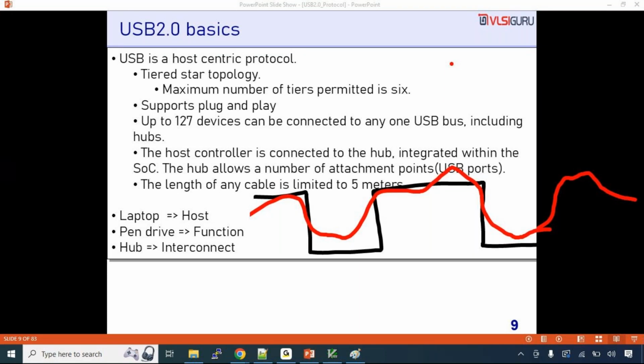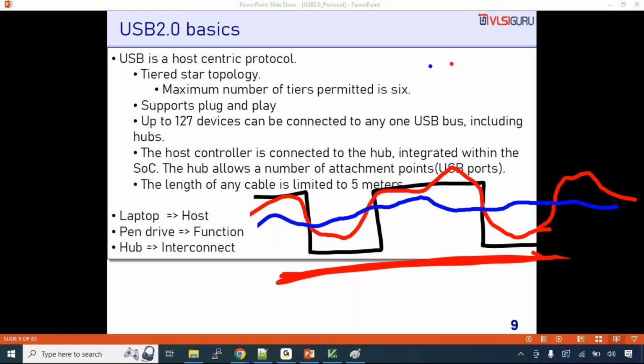As the length of my cable increases, by the time it reaches the destination, the quality of the signal will have degraded, something like this, where you can't identify whether it is 1 or 0. That identification itself becomes difficult. Hence they limit the length of the cable to 5 meters.